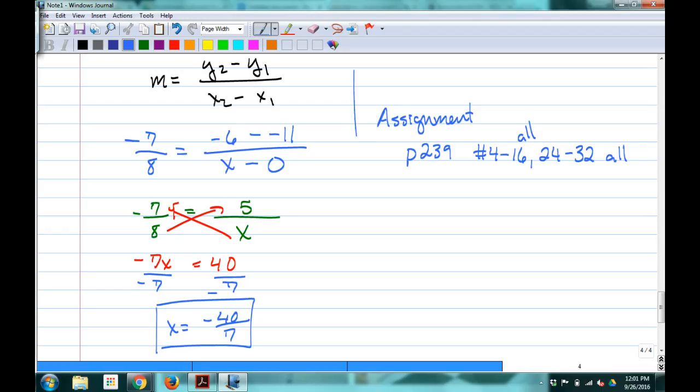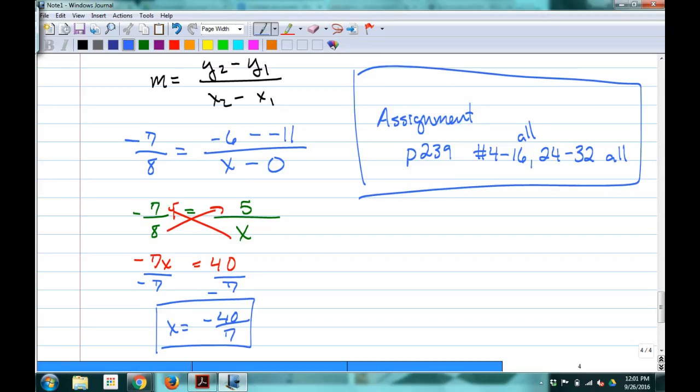All right, so here's our assignment for today. 4 through 16, you're finding the slope. Numbers 4, 5, 6, and 7 have a graph already drawn, but the ordered pairs are written on the graph too. So if you want to find the slope using the slope formula there, you can. It also asks you to tell if it's positive, negative, 0, or undefined. You should be able to glance at that graph and tell me that. That's the idea of what we did first.